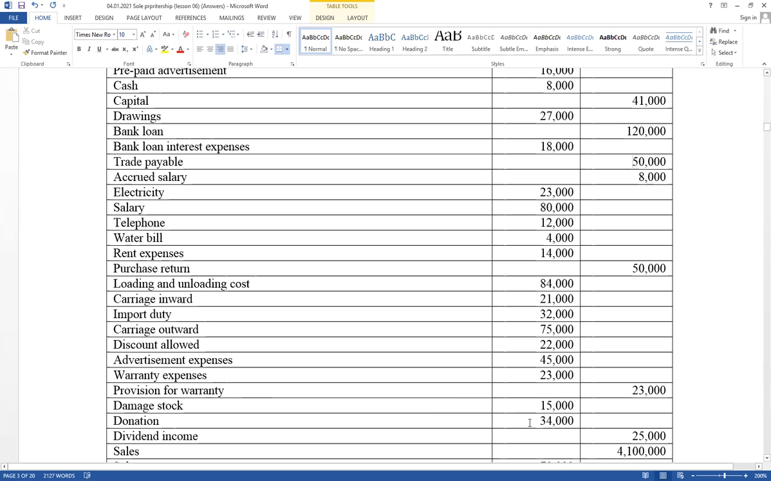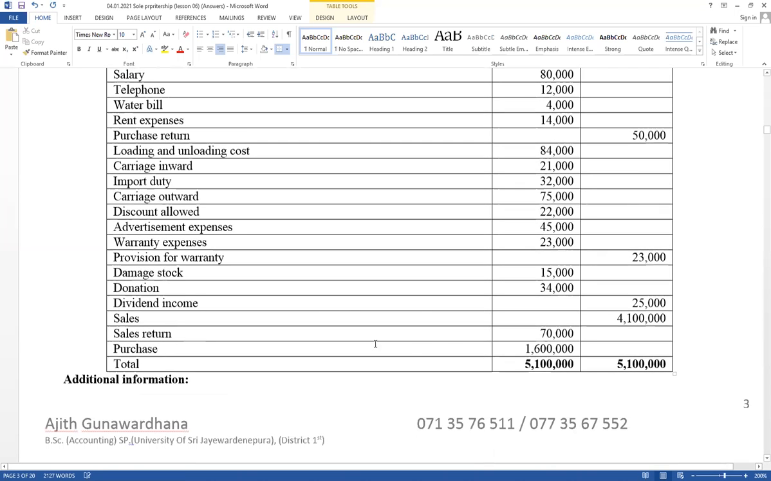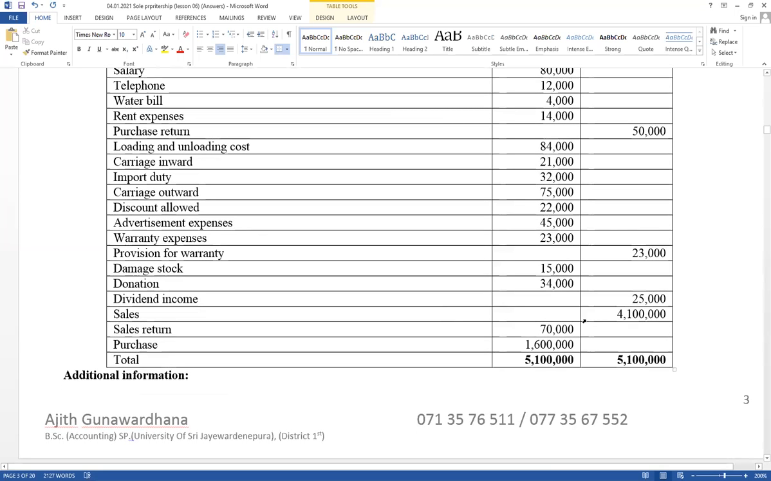And donation also other expense. It may be a cash donation, it may be a stock donation. Donation is an expense. That value should be included under other expense. Dividend income, other income. And sales should be included in the last column from the beginning of the income statement. Sales return should be deducted from sales, and it has given purchase.